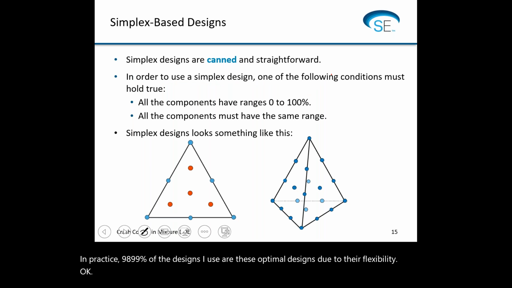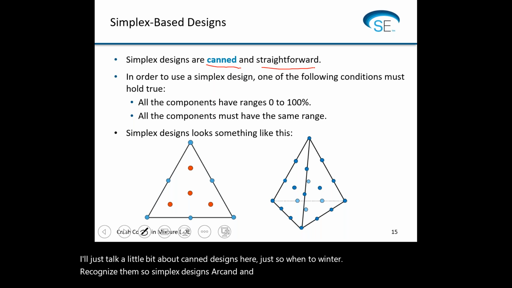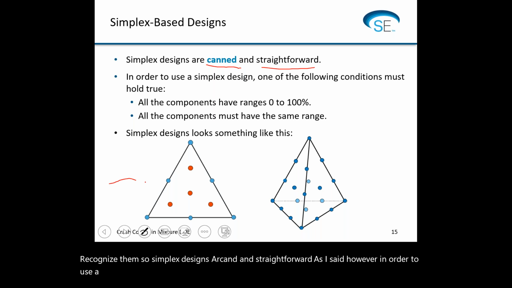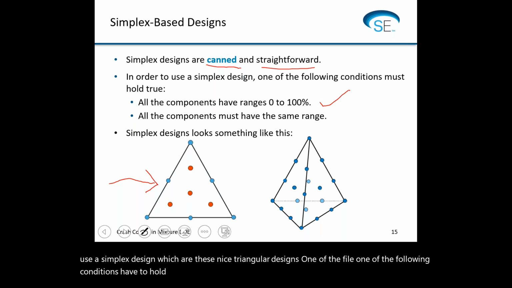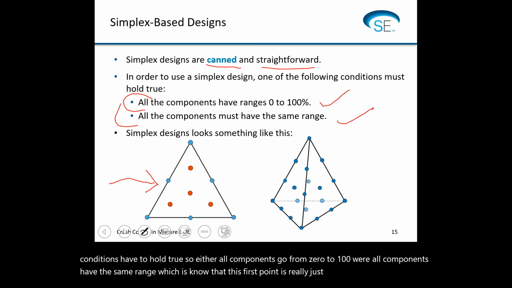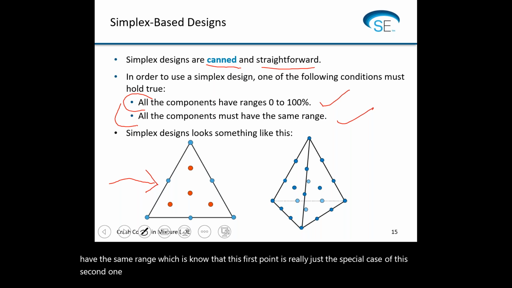I'll just talk a little bit about canned designs here, just so you know when to recognize them. So simplex designs are canned and straightforward, as I said. However, in order to use a simplex design, which are these nice triangular designs, one of the following conditions has to hold true. Either all components go from 0 to 100%, or all components have the same range, which is really just a special case of the first point. And simplex designs look something like this.